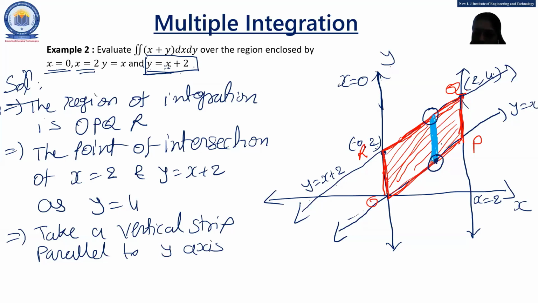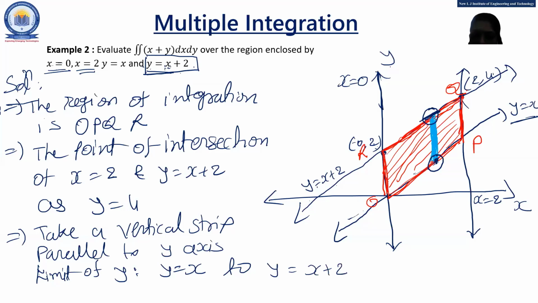Bhushan, see, we have taken a vertical strip, right? And first, we want to write the limit of y. For the limit of y, you have to check what this line is. Y equal to x. So your starting limit of y is x. And this line is y equal to x plus 2, right? So your end limit of y is x plus 2.